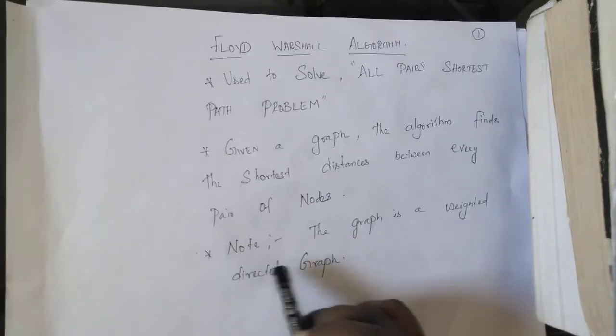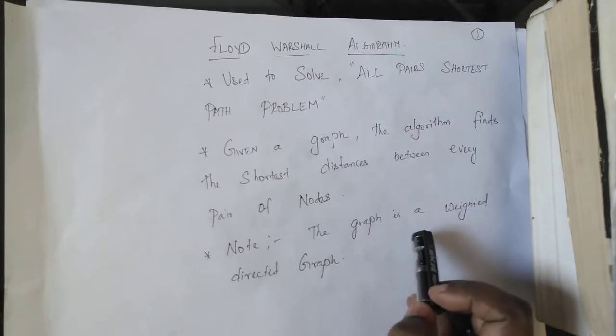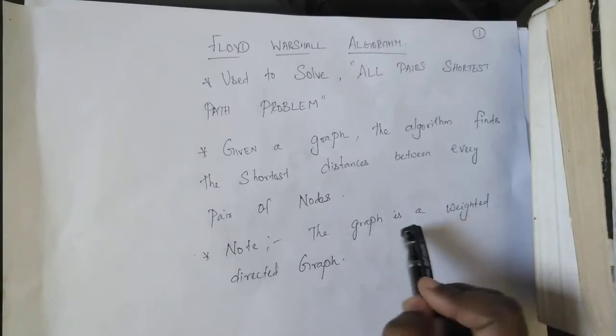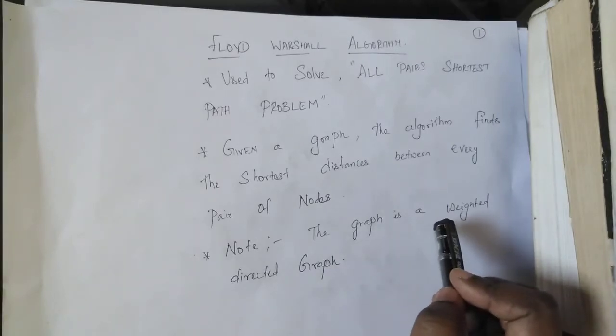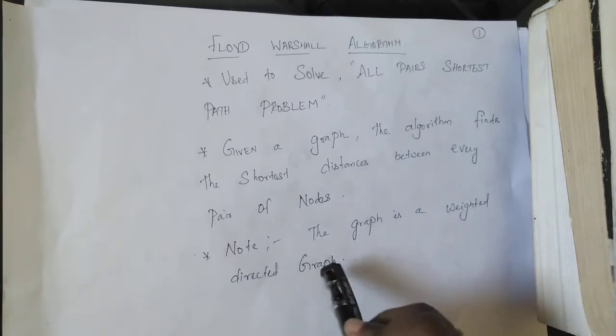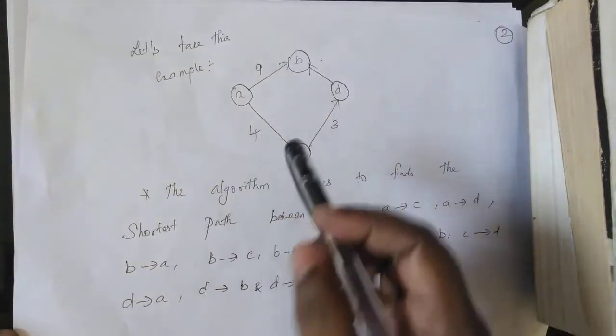The point to be noted here is that the graph for which we are solving this problem should be a weighted and a directed graph. Meaning the edges should be given a value. So there should be a value for the edges and the graph should be a directed graph. We'll understand this using this example.